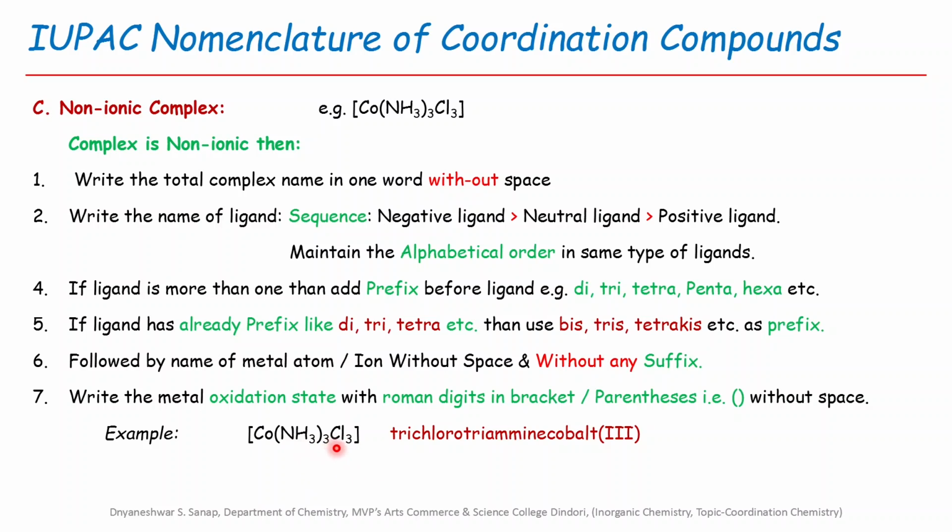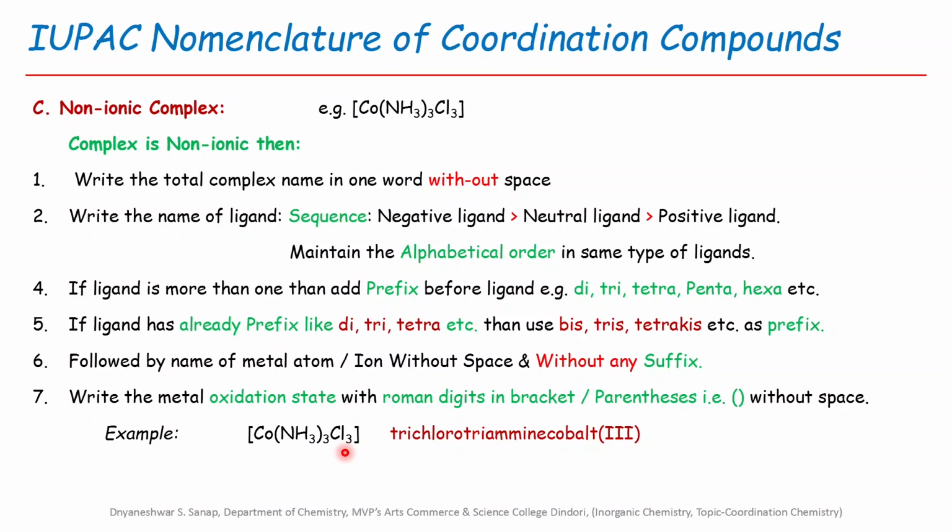In this case, basically two types of ligand are present. First one is ammonia ligand and second one is chlorine ligand. There is competition between the two ligands to write one by one. To avoid this confusion, we have to take the help of rule number two. First of all, we have to write the ligands in the sequence order of negative ligand first, then neutral ligand, then positive ligand. And out of these two types of ligand, chlorine is the ligand having negative charge on it. But ammonia is a neutral molecule. That's why we write the chlorine first, after that the neutral ligand, and after that the name of metal atom.